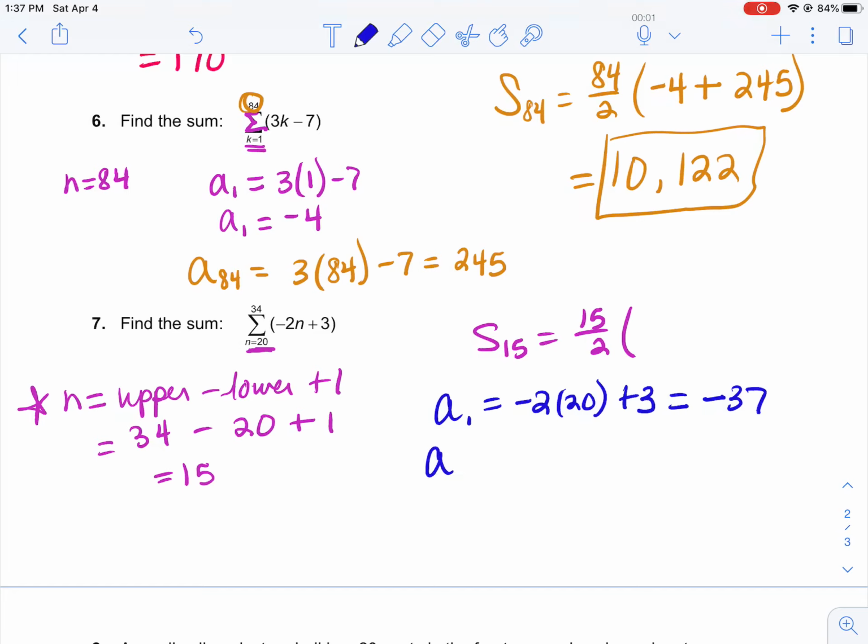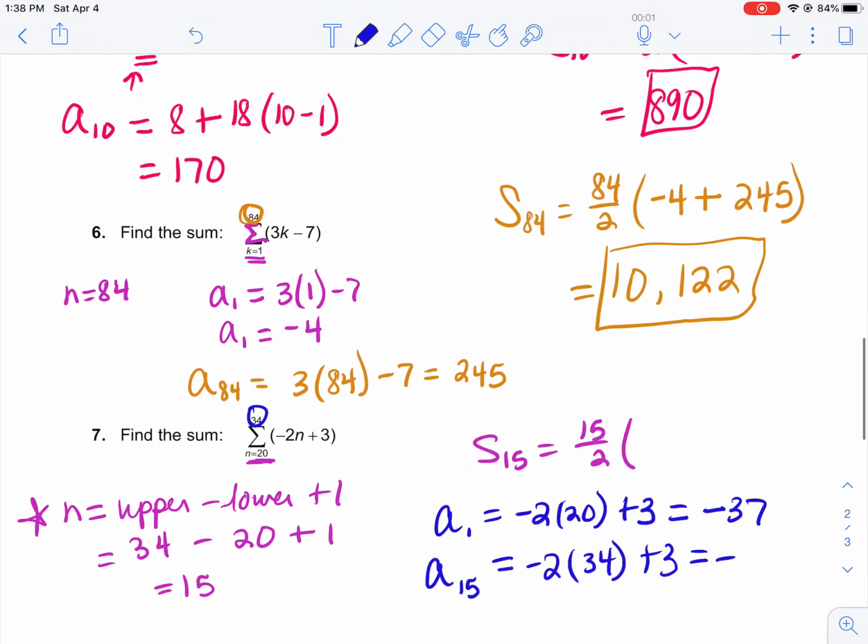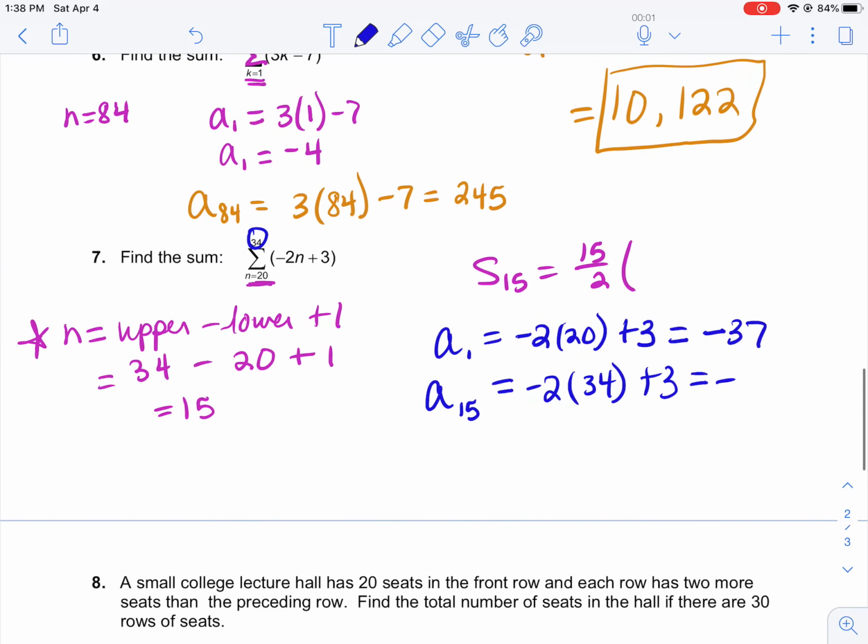And then I want to find the nth term, the 15th term, the last term, which is when I plug this top number in here, which is 34. Negative 2 times 34 plus 3. Negative 2 times 34 plus 3 is negative 65. So let's go ahead and use that formula that we just learned.